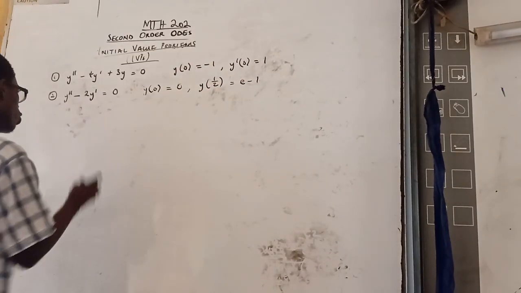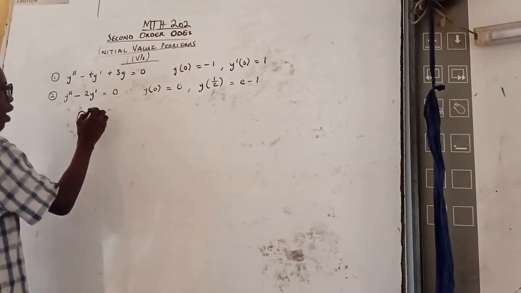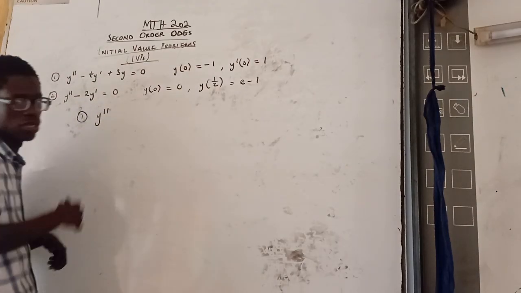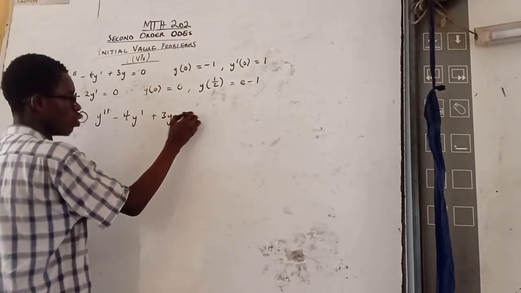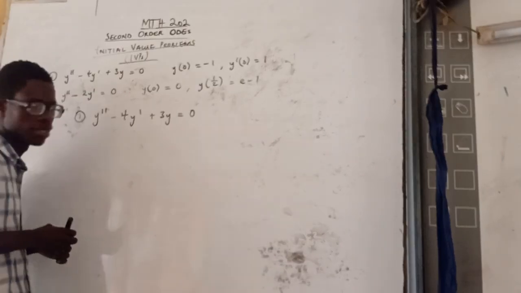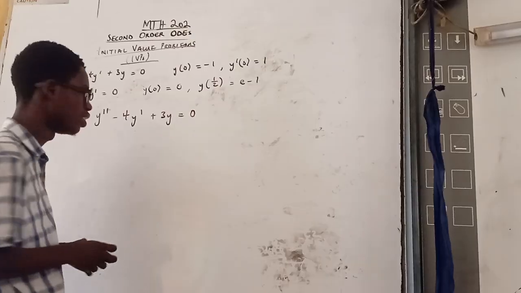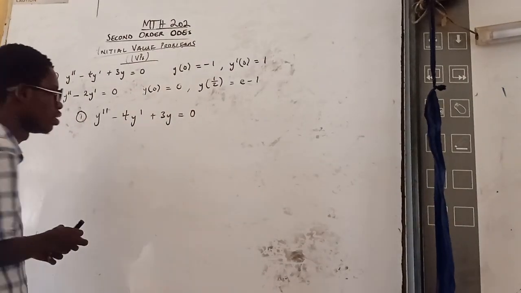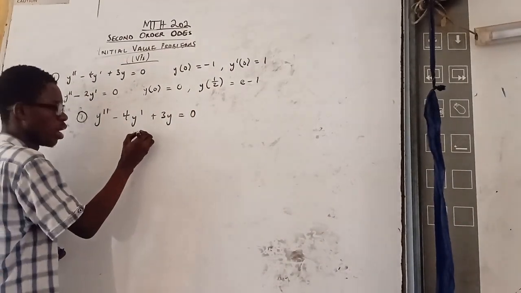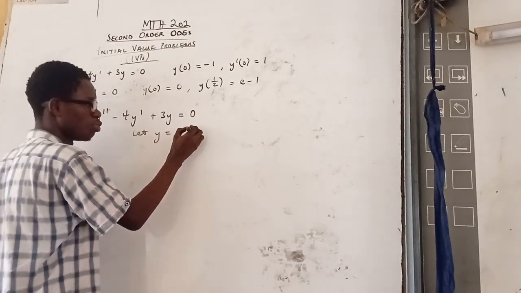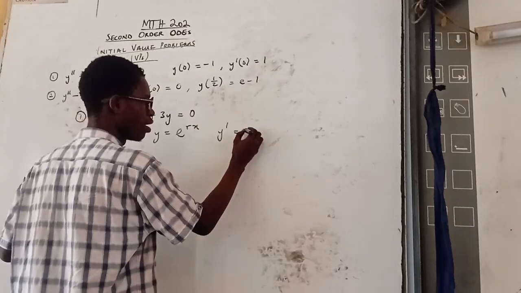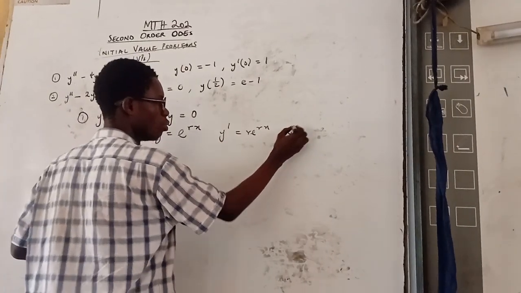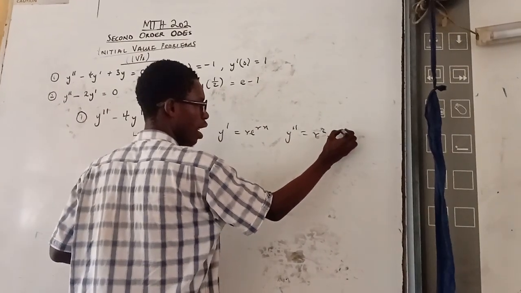So for the first equation, we have y double prime minus 4y prime plus 3y equals 0. This is a linear, second order homogeneous ODE. So we use substitution, let y equals e raised to power rx, which means our y prime will be r e^(rx), and our y double prime will be r squared e^(rx).